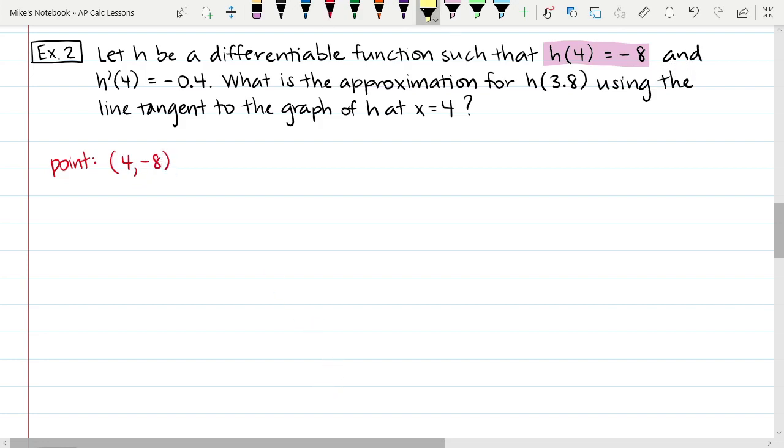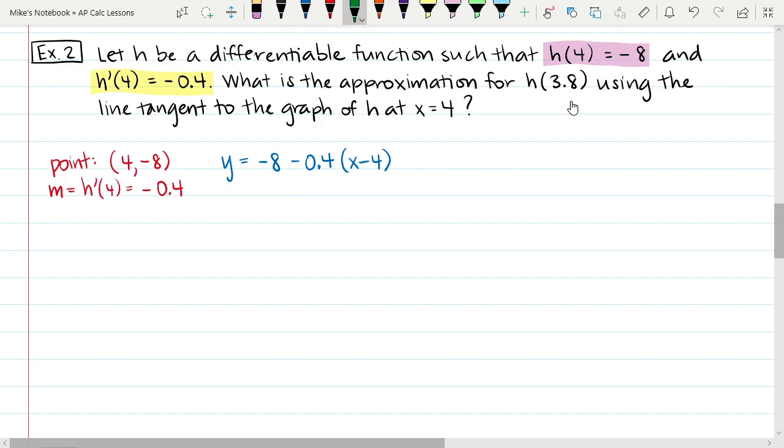It says, and h prime of 4 is negative 0.4. Well, h prime of 4, that's our slope. So h prime of 4, and we know that that's negative 0.4. So I now have all the information that I need to write the equation for my tangent line. So once again, that's going to be y equals, so it's my f of a, or in this case, h of 4. So I have negative 8 plus my slope, so actually that's a negative, so negative 0.4 times x minus 4, which is our a. So this is our tangent line equation.